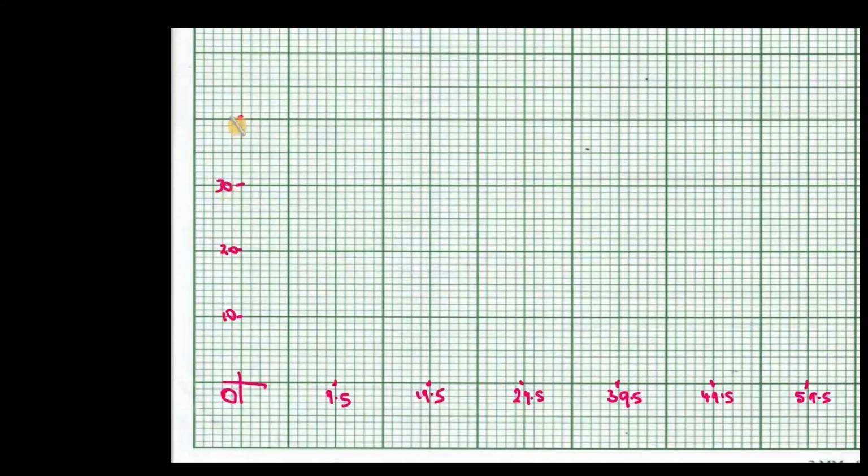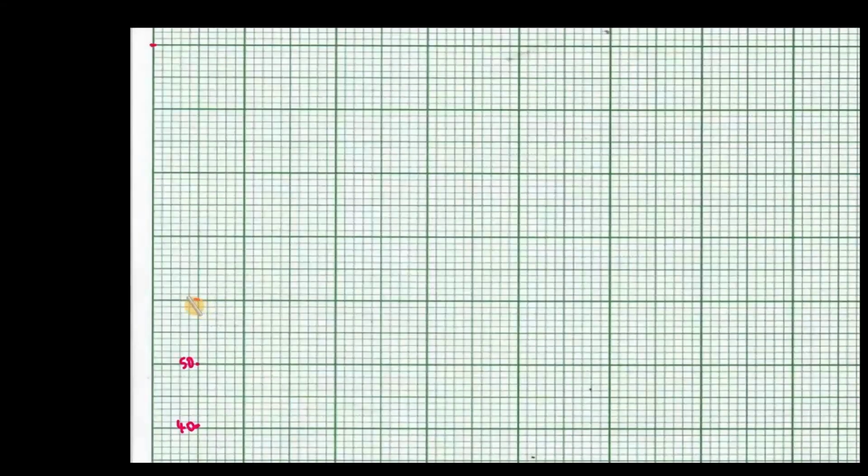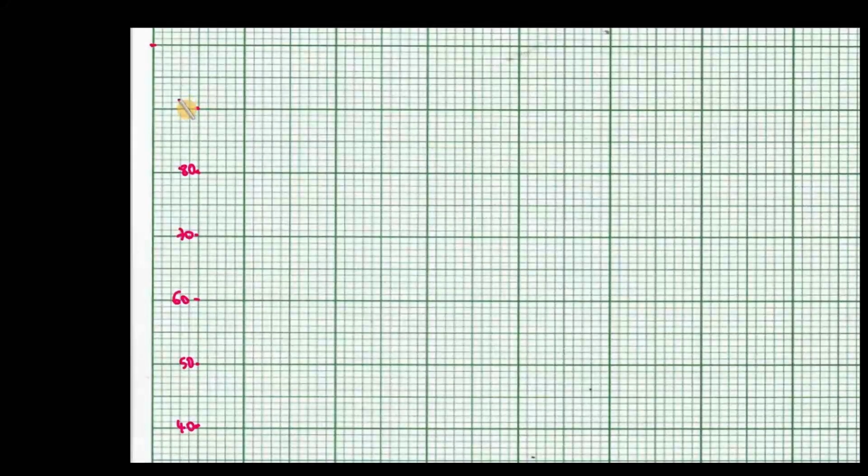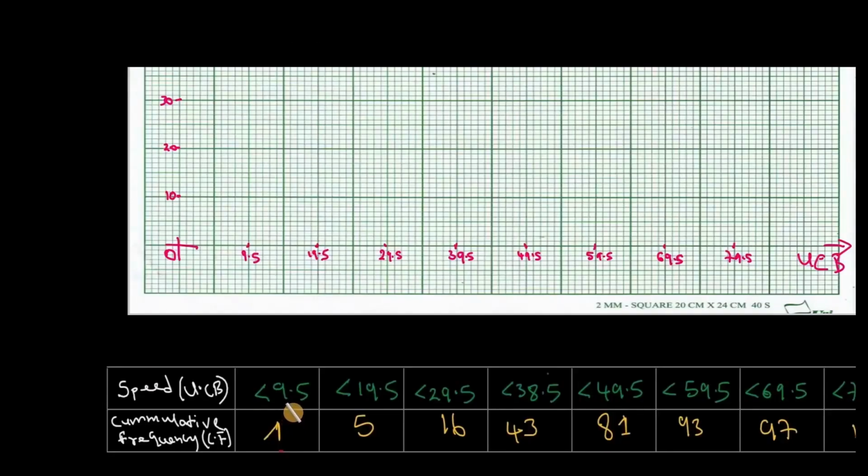20, 30, 40, 50, 60, 70, 80, 90, 100. Need to plot 9.5 against 1. That's 9.5 on the x-axis, the upper class boundary, and 1 on the y-axis, the cumulative frequency. Our 1 small square was 1 unit on the y-axis, and here is 9.5. So I move 1 small square, I have this. So this is the point.